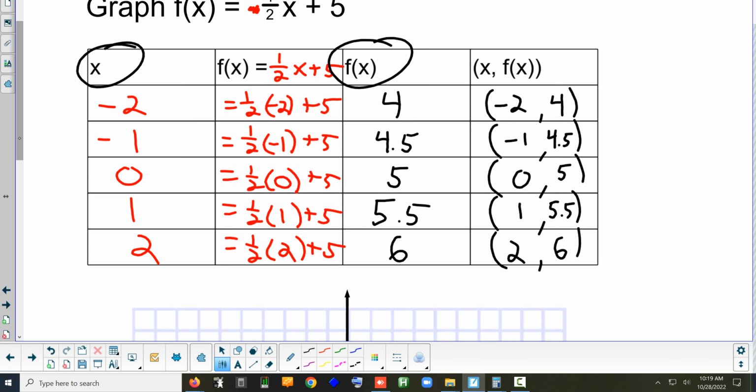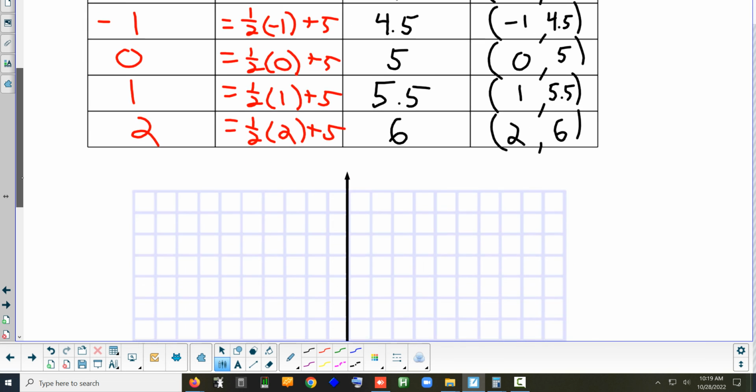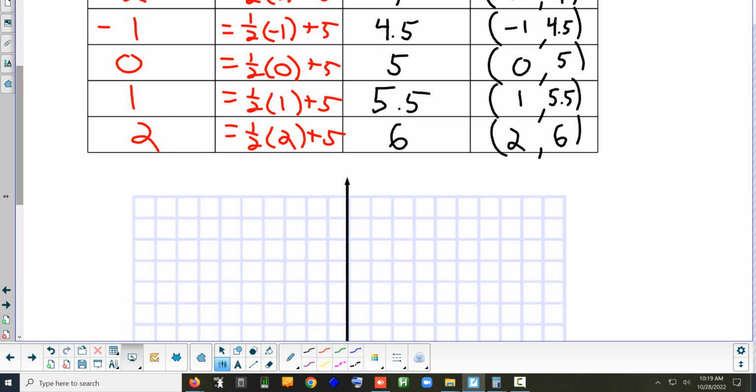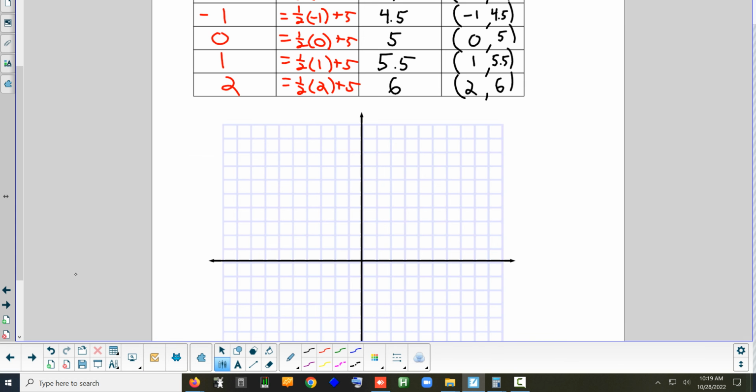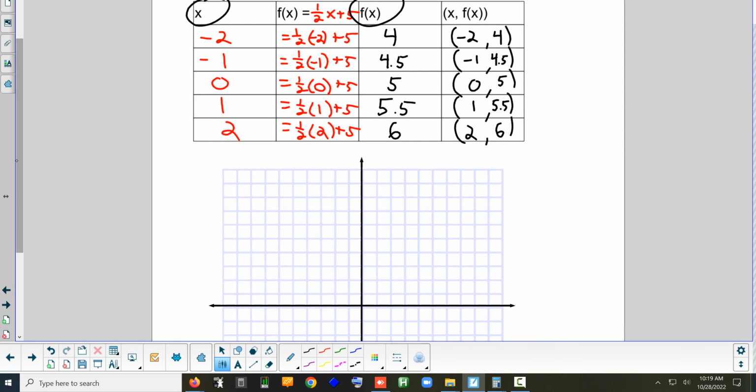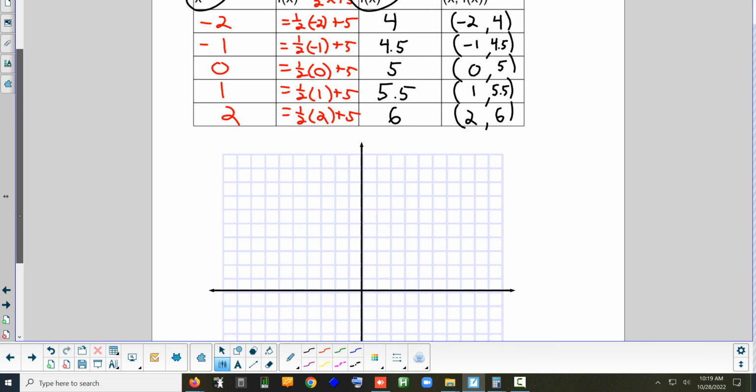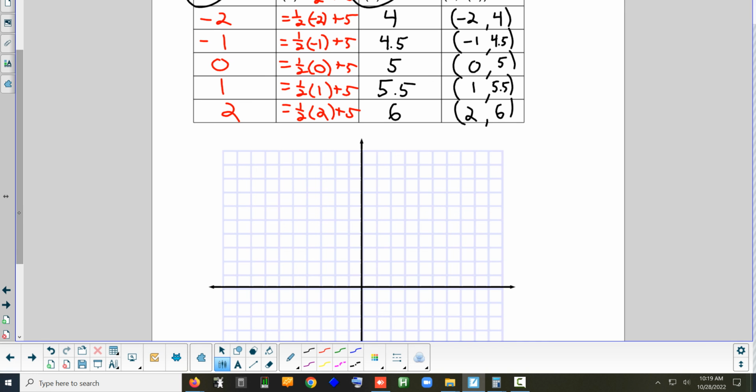Anaya, how do I graph the point -2, 4? We'll put -2 on the left side. So we're going to go left 2, yep. And then up 4. Good. There you go. So there's your first one. And hopefully all the other ones line up nice and straight.